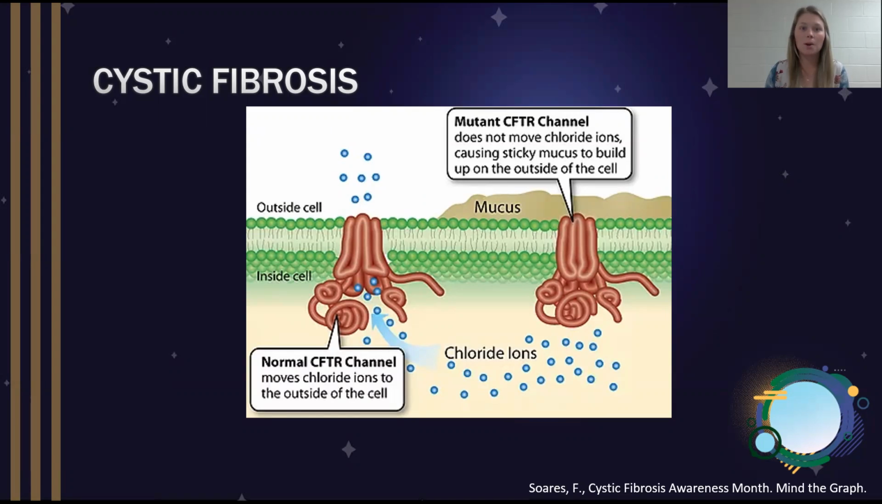When a CFTR protein does not work efficiently, there is a mucus buildup that occurs on the outside of the cell membrane. This mucus layer is a perfect breeding ground for the bacterial infection of Pseudomonas aeruginosa.